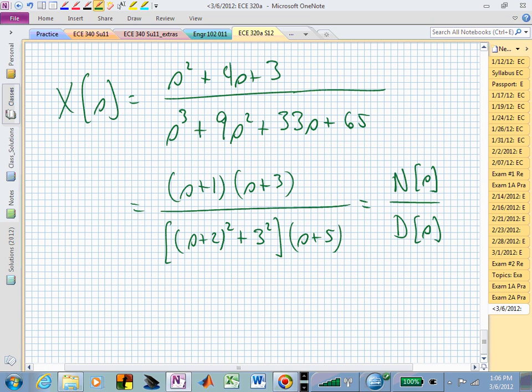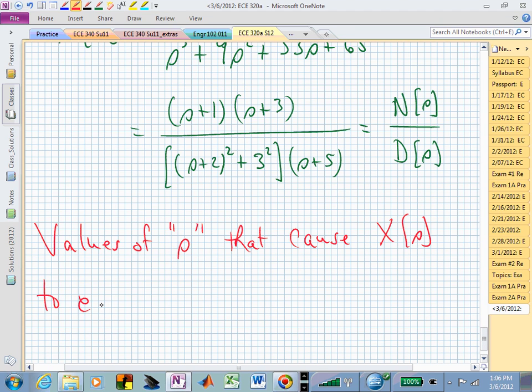Now that I've done that, I can now talk about ways of making these polynomials zero. For example, values of S that actually cause the whole transform, capital X of S, to equal 0 are called, magically enough, zeros. That shouldn't take too much imagination to figure out why those are called zeros.